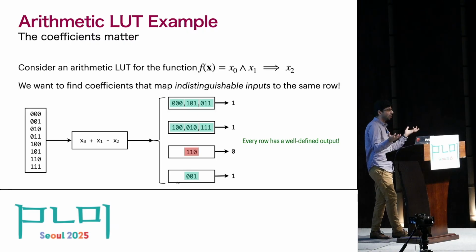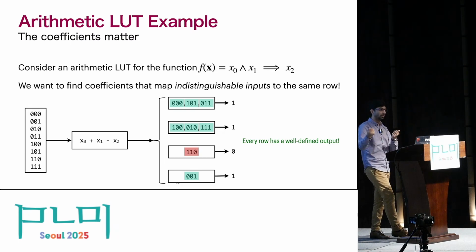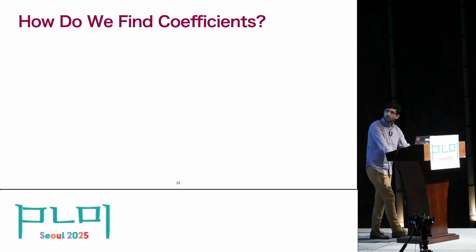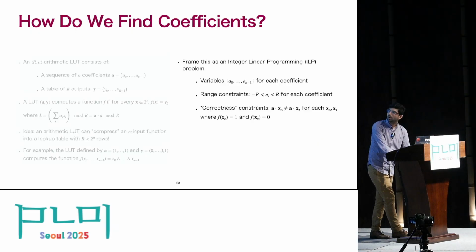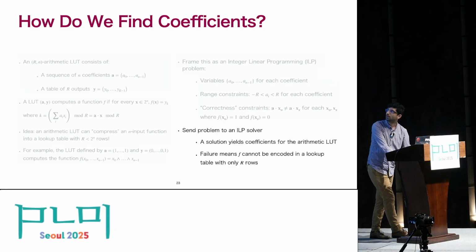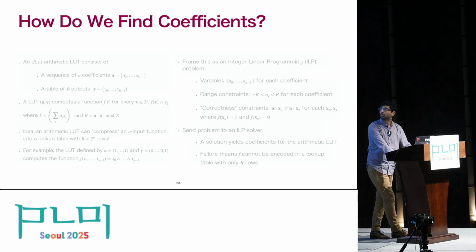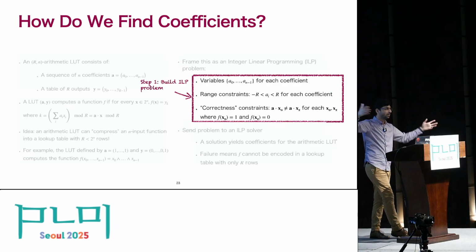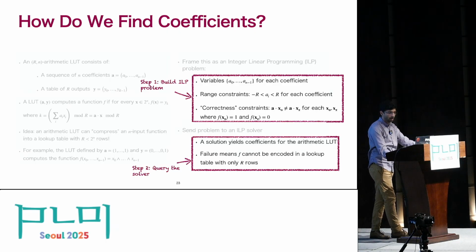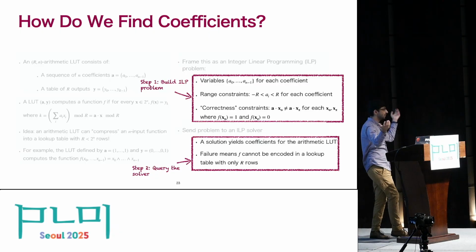All right, so clearly the coefficients matter. The next question is, given some function, how do we actually determine whether there is a set of coefficients, or what these coefficients look like? And the answer is, in some sense, kind of boring. There's a lot of formalisms for this in the paper, but briefly, we start by framing this entire thing as an ILP problem, and then we ask an ILP solver to synthesize these coefficients.